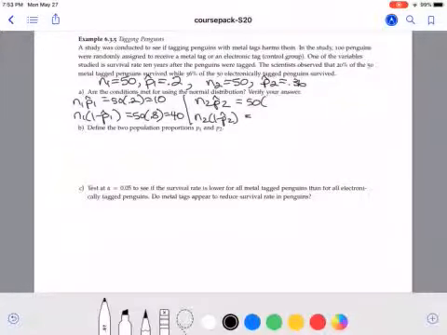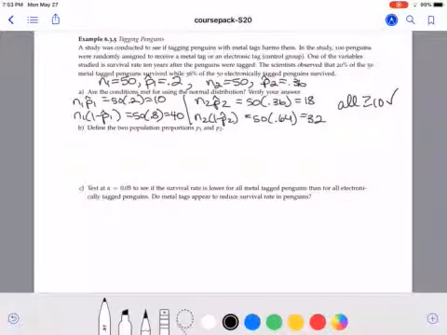Second group, 50 times the 0.36 is the number surviving, which is 18. And then 50 times the rest, 0.64, which would be the ones that didn't survive, which is 32. All of these counts are greater than or equal to 10, so our conditions check out here.